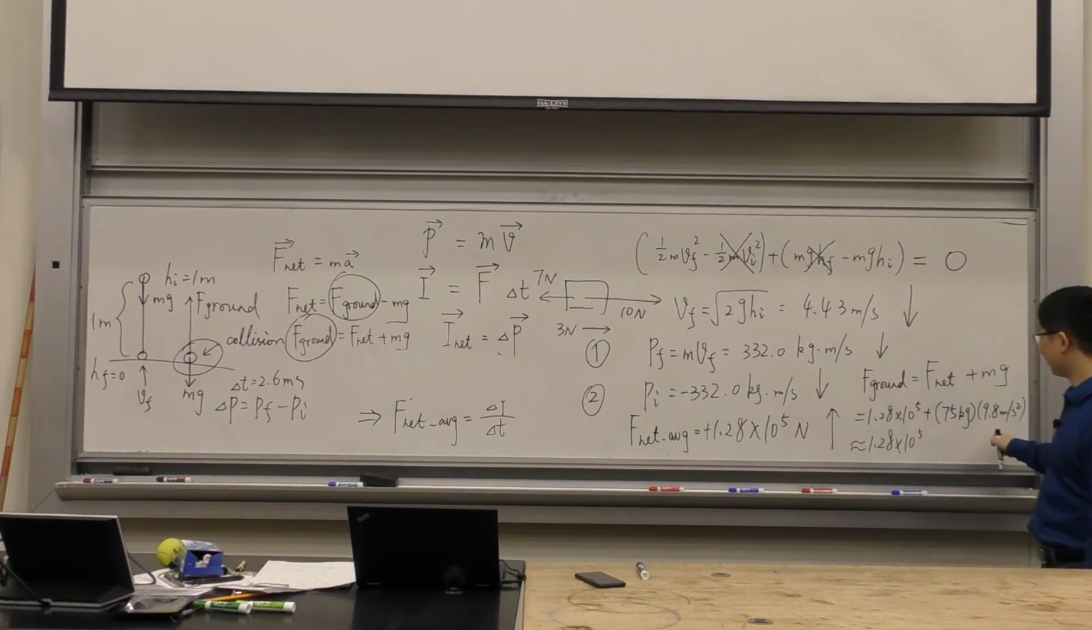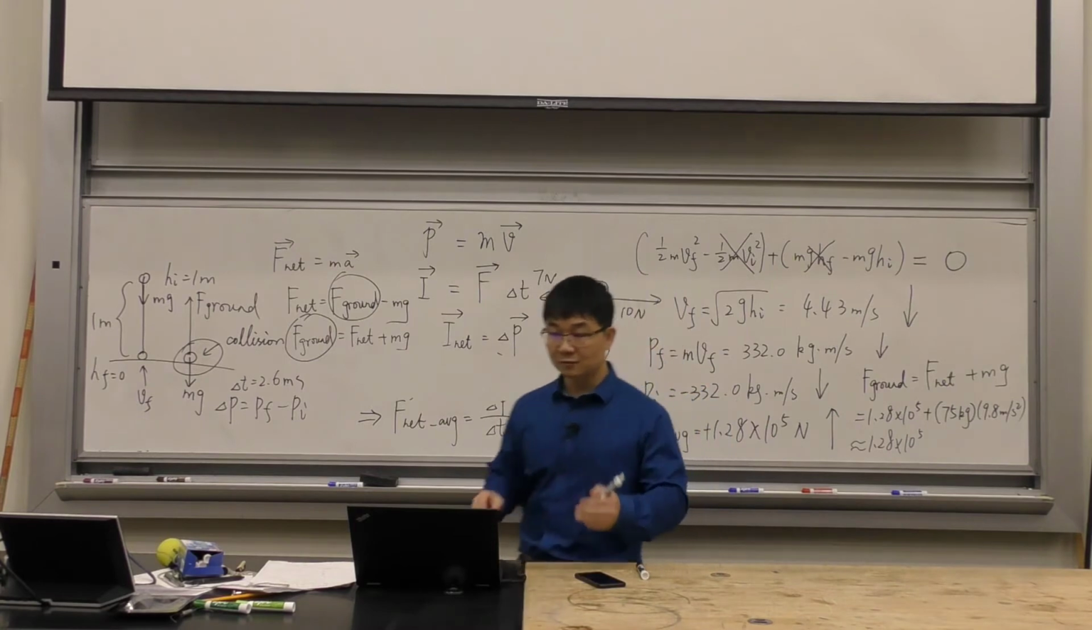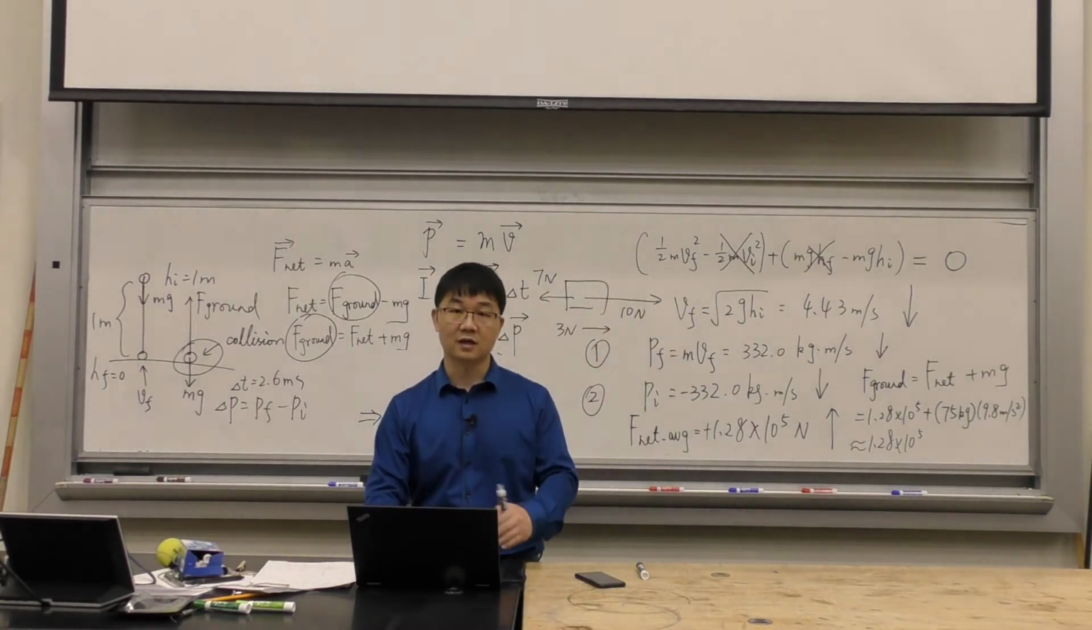Why? Because this number is going to be too small compared to this. Right? What is this number you're going to get? Well, say this is 10. You get 750 almost. You add 750 to this number. It's not going to really make any difference. Okay? That's why. But you should do this step in order to find the force from the ground. And that's going to make a difference in the next part.